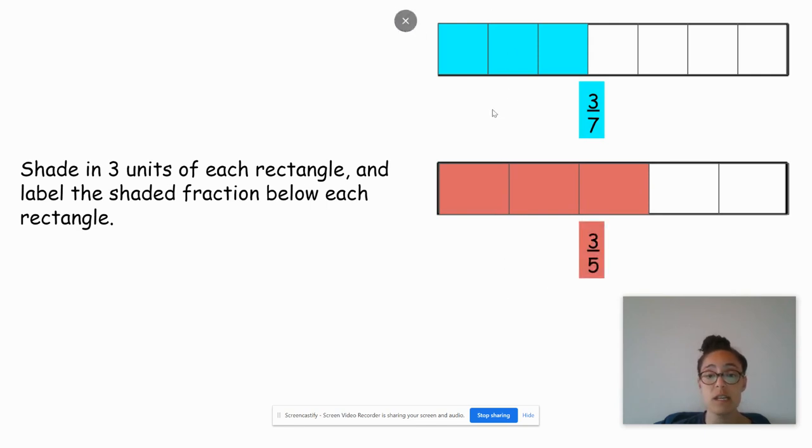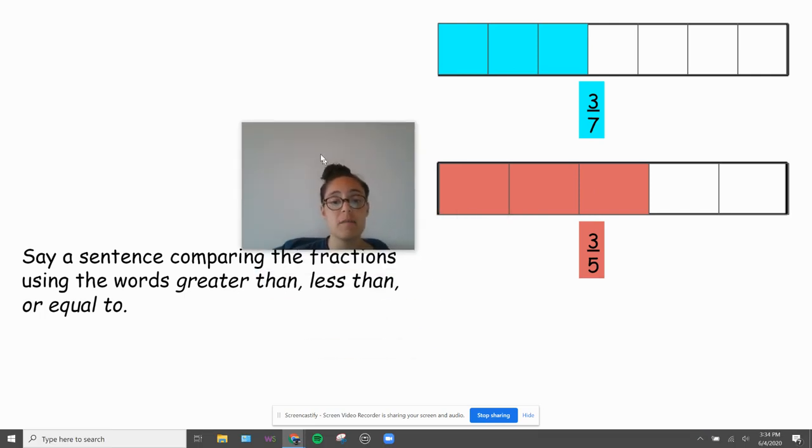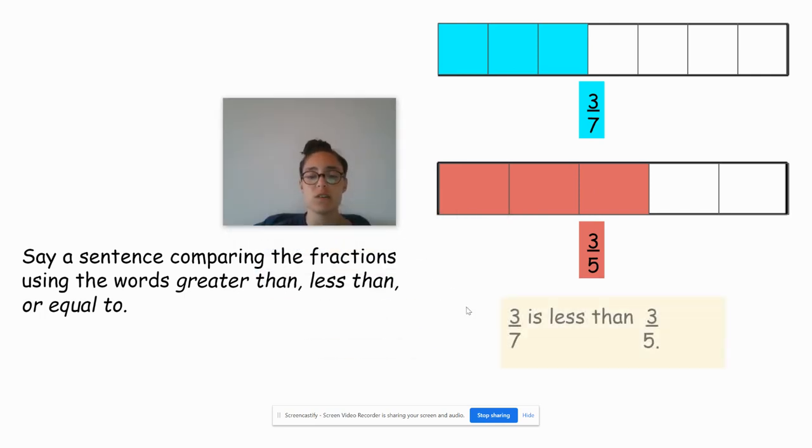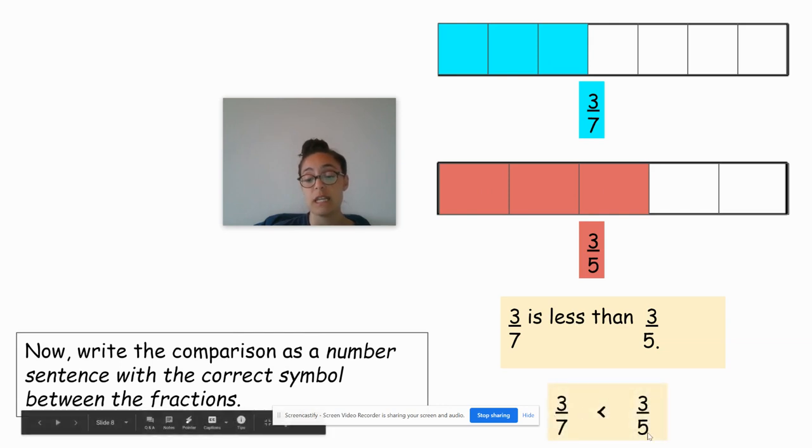So I have my 2 rectangles. I have these big rectangles, the same sized shape. And now I need to think about if I'm using greater than or less than, which one is greater and which one's less. And we know just by looking at the picture, 3/7 is smaller, or less than, 3 fifths. To use a symbol, I can write it like this. So 3/7 is less than 3 fifths.